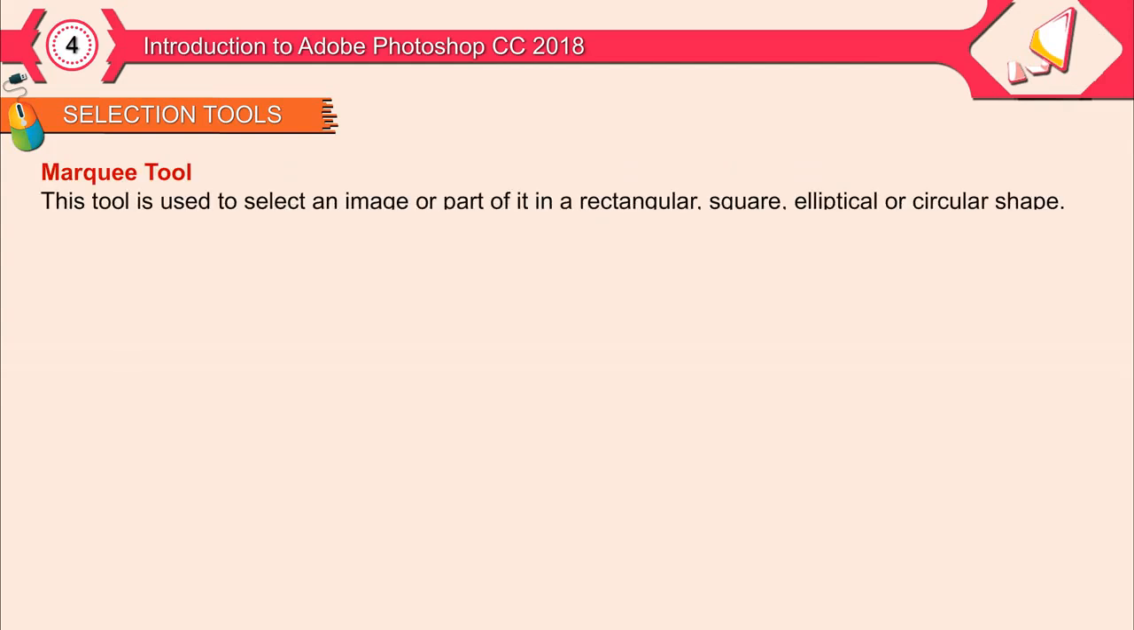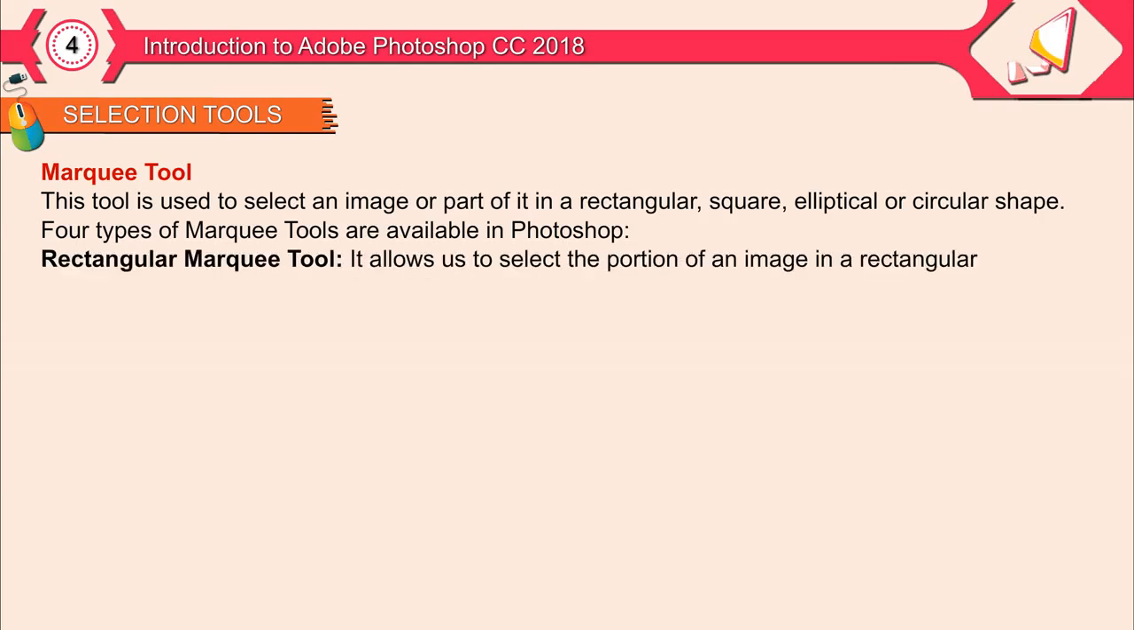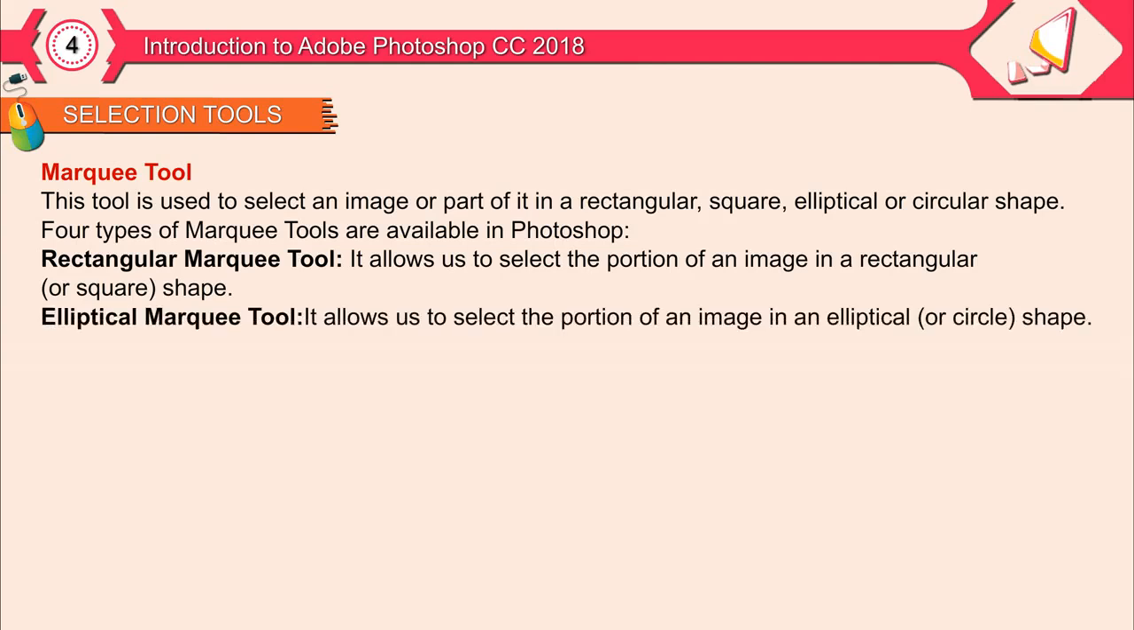Marquee tool. This tool is used to select an image or part of it in a rectangular, square, elliptical or circular shape. 4 types of Marquee tools are available in Photoshop. Rectangular Marquee tool. It allows us to select the portion of an image in a rectangular or square shape. Elliptical Marquee tool. It allows us to select the portion of an image in an elliptical or circle shape.